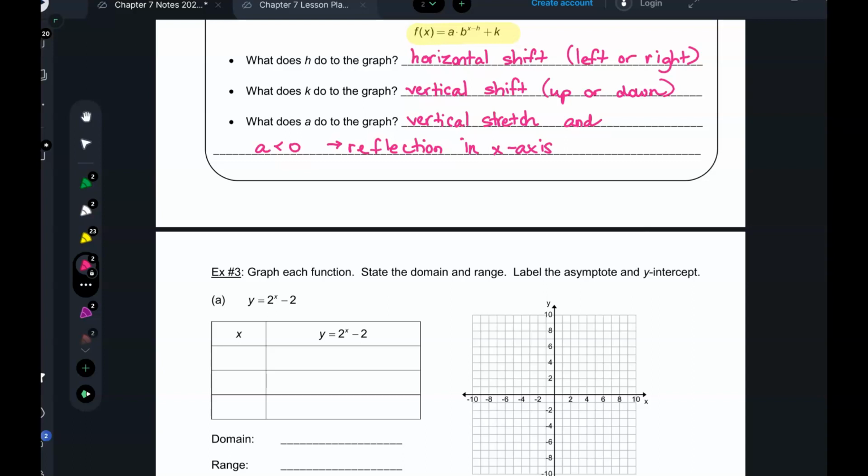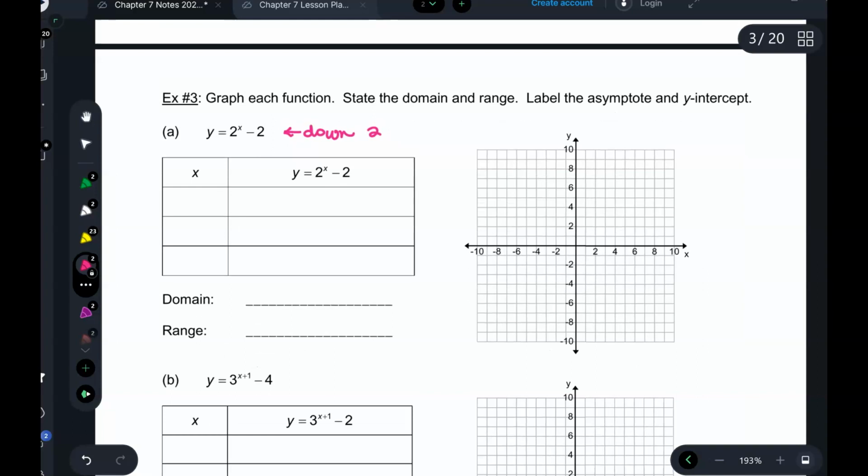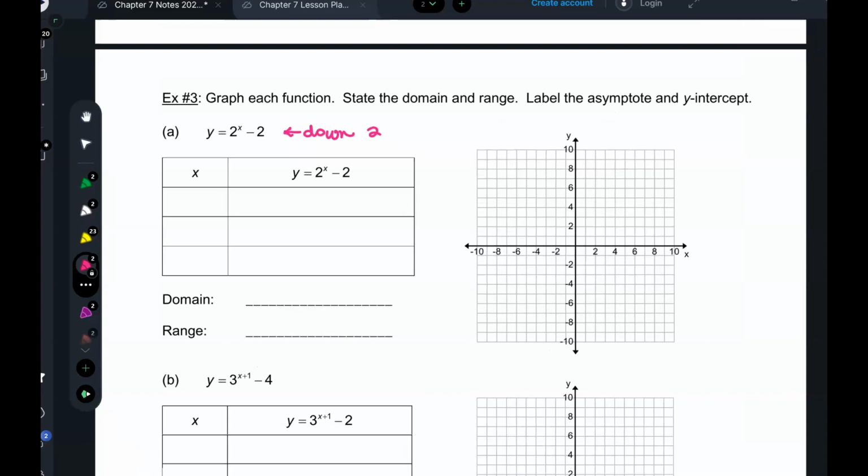Okay, so what do we notice about this one? 2 to the x minus 2. It's going to shift down 2 units. But let's say we didn't know that for sure. What could we plug in? I only gave you 3 spaces. We can always graph more if you want. -1, 0, and 1 are the easy ones.